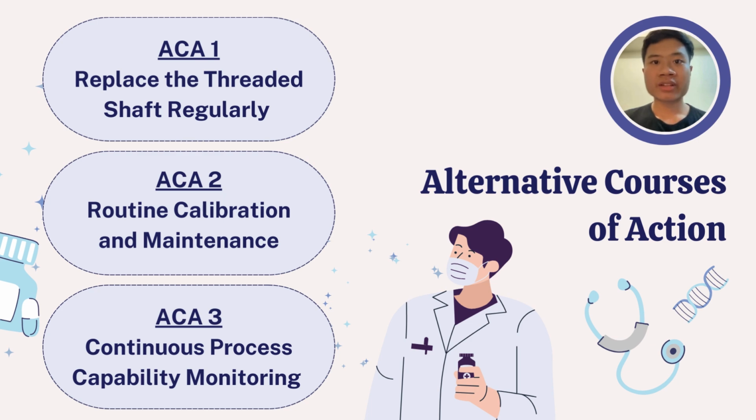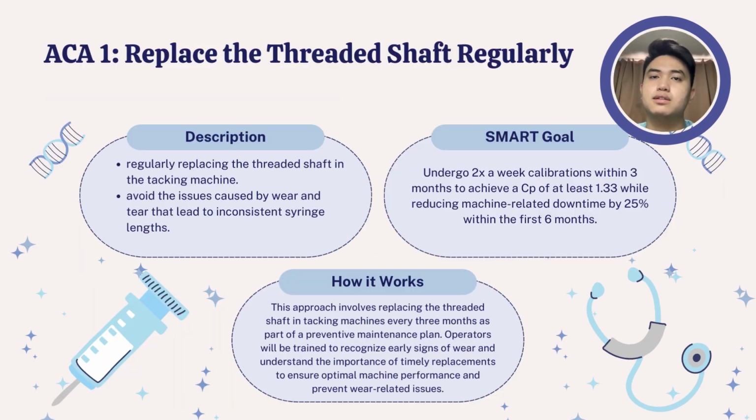We recommend 3 alternative courses of action. Now for the first alternative course of action, which is replacing the threaded shaft regularly. So this alternative involves setting a schedule for regularly replacing the threaded shaft in the tacking machine. By proactively replacing this part, the company can avoid the issues caused by wear and tear that led to inconsistent syringe lengths.